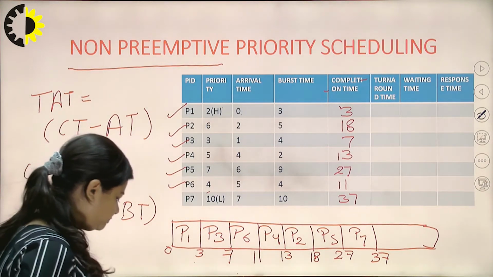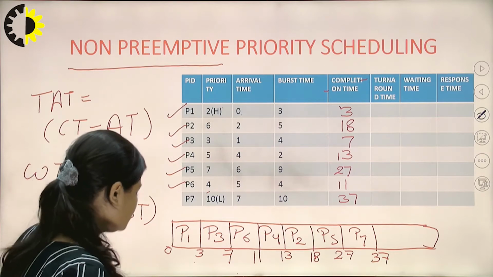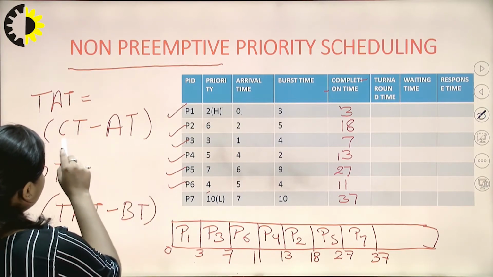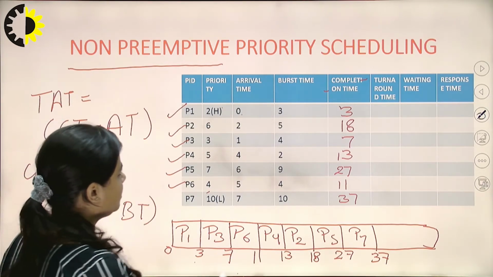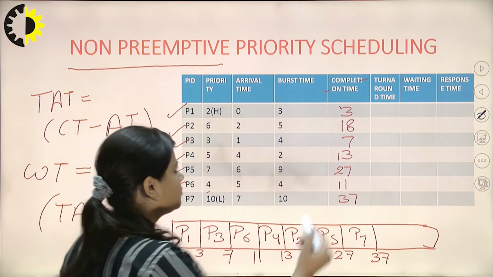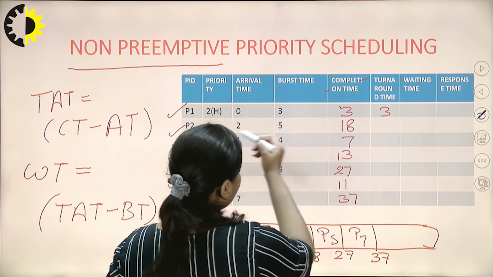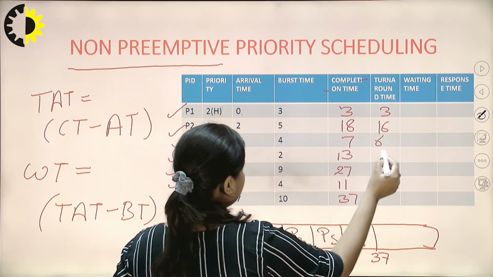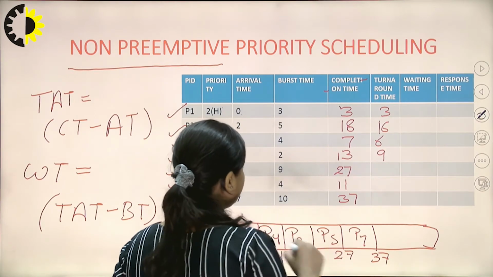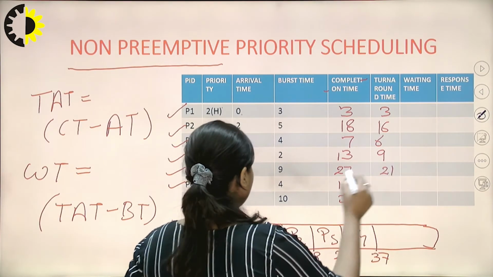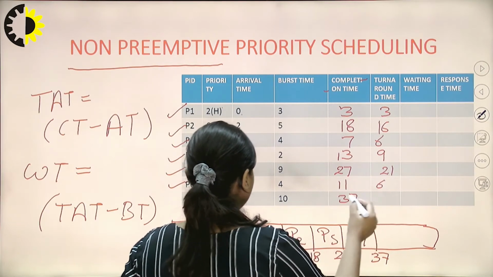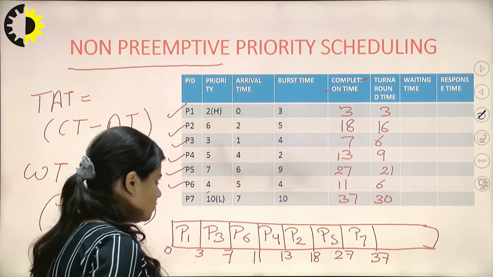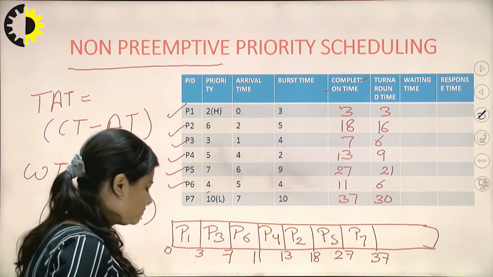So let's find out the turnaround time for P1. Turnaround time is calculated by CT minus AT, completion time minus arrival time. Completion time is 3, arrival time is 0. So what will be the value? 3. 18 minus 2, 16. 7 minus 1, 6. 13 minus 4, 9. 27 minus 6, 21. 11 minus 5, 6. 37 minus 7, 30. So this is our turnaround time for all these processes.